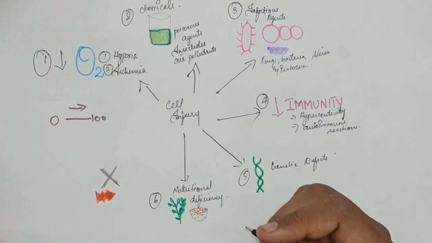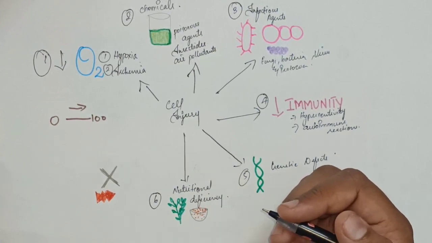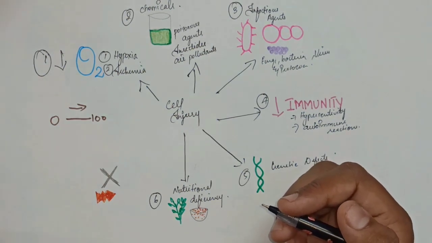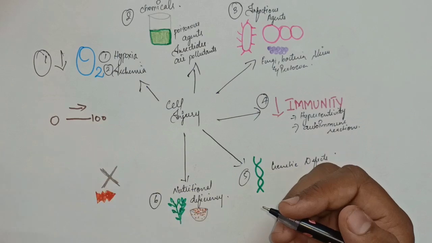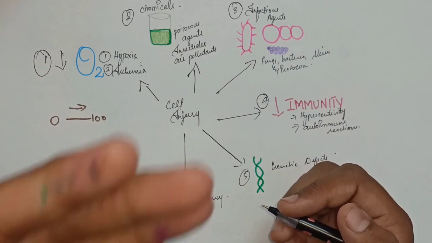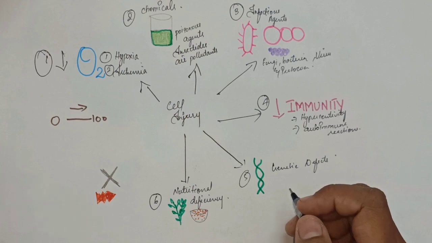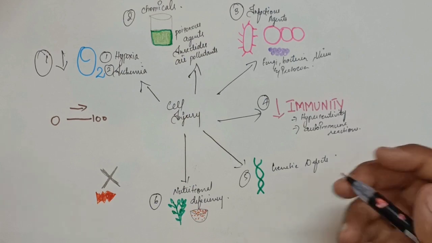Protein and vitamin deficiency is nothing but, once the oxygen deprivation takes place, there won't be a proper protein synthesis from the ribosomes, which is a component of the cell, right? So obviously it will cause the damage to the cell. Okay, so next move on to the seventh reason.